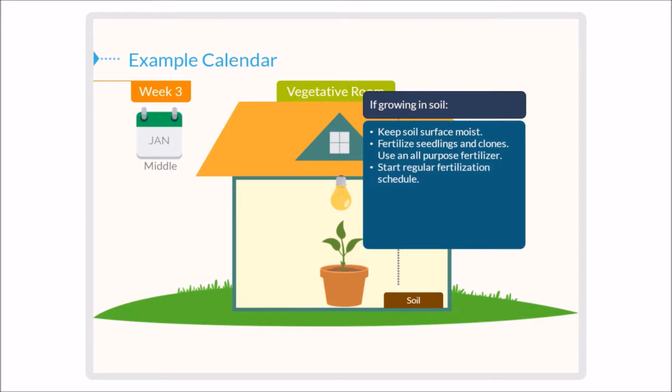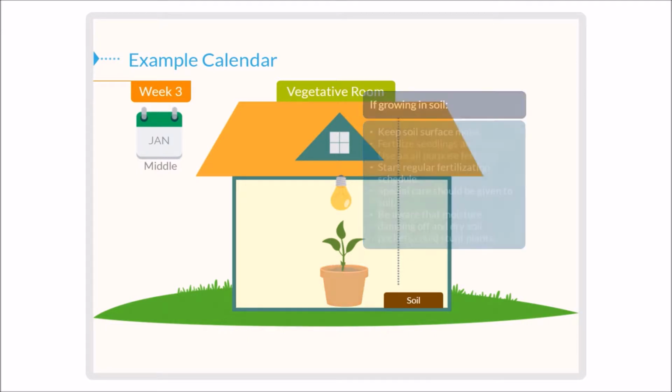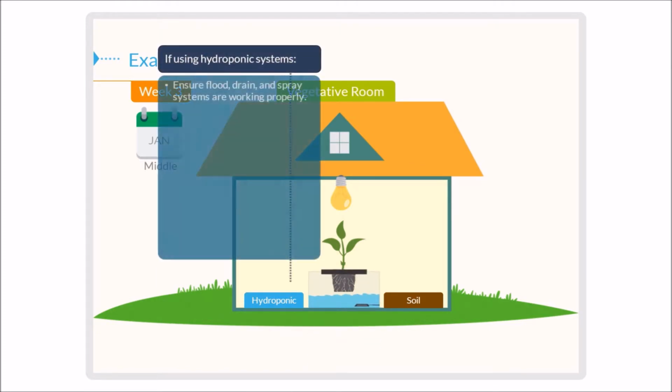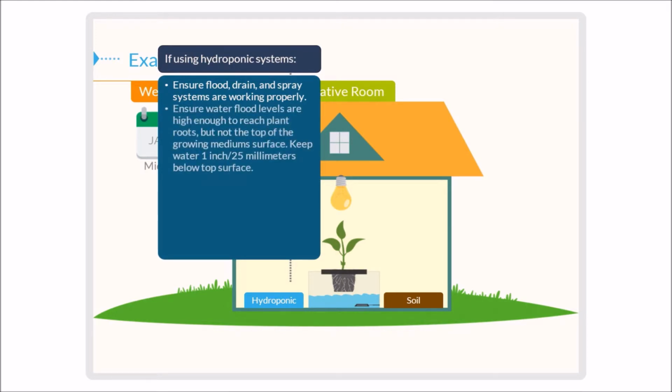Start regular fertilization schedule. Special care should be given to soil. Be aware that moisture, damping off, and dry soil pockets could stunt plants. If using hydroponic or aeroponic systems, ensure flood, drain, and spray systems are working properly. Ensure water flood levels are high enough to reach plant roots, but not the top of growing medium surface. Keep water 1 inch or 25 millimeters below top surface.